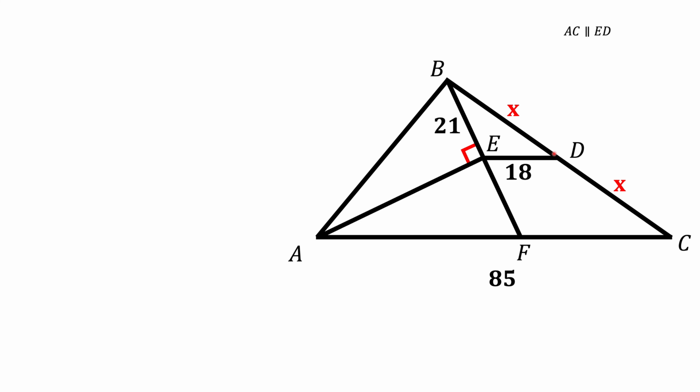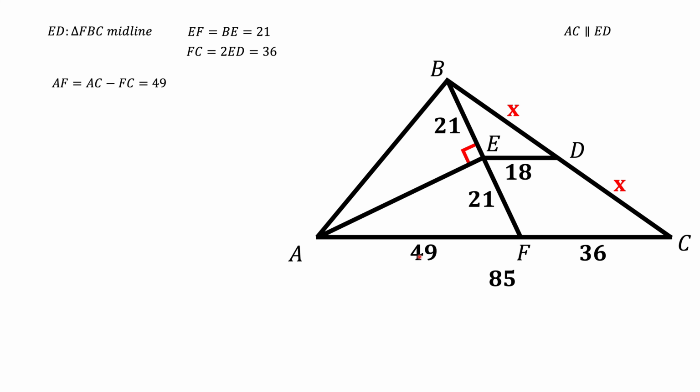And there's an interesting property of the midline of a triangle. First of all, it splits one side in half. It's also going to split the other side in half, which means that BE and EF have the same length of 21. And the next property of the midline is that it's half of the side CF, which means that CF is 36. But if CF is 36, we know AC is 85, it means that AF would be 49.